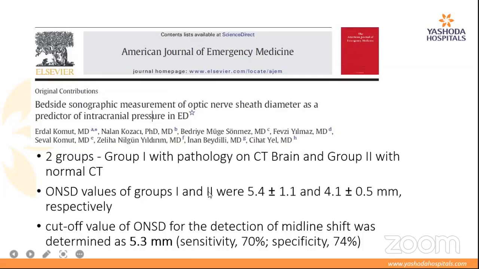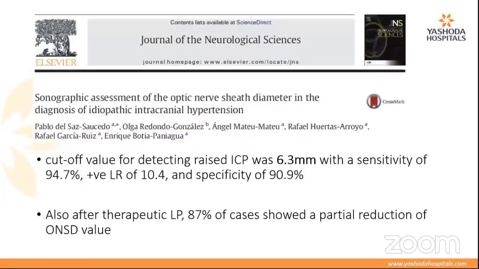This is another study, in the Journal of Neurological Sciences, conducted by Pablo et al. The cutoff value for detecting raised ICP was 6.3 mm with a sensitivity of 94.7%. Also, after therapeutic lumbar puncture, in 87% of the cases found to have raised ICP and increased optic nerve sheath diameter, the value came back to baseline.